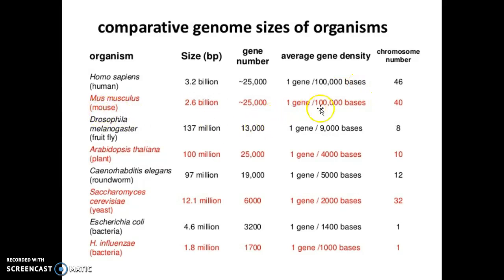Here's the mouse, very similar density, actually rather similar genome size. The fruit fly's got a much tinier genome and a more compact gene density. And then if we go down here and we look at the two representative prokaryotes, E. coli and Haemophilus influenzae, we see they have a very, very dense gene count per number of bases. So prokaryotic genomes are highly efficient, and most of the DNA is organized into genes. Eukaryotic genomes, in contrast, tend to have relatively low gene count for the total amount of DNA present.